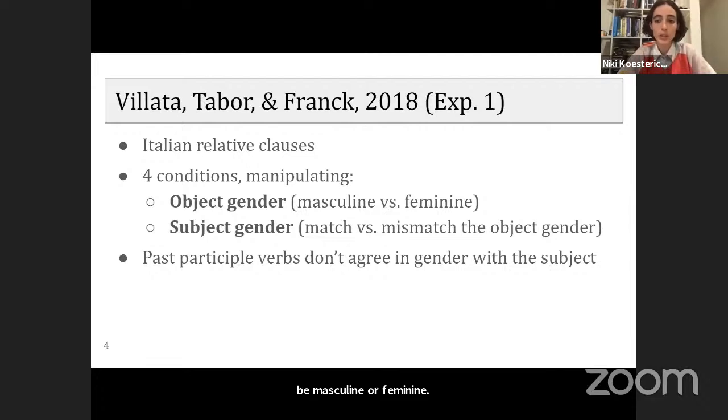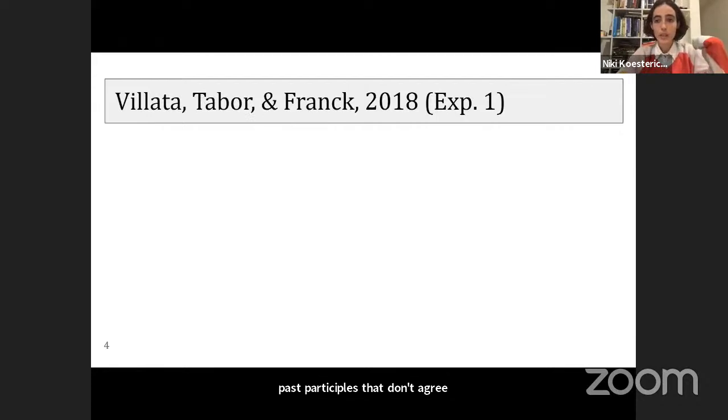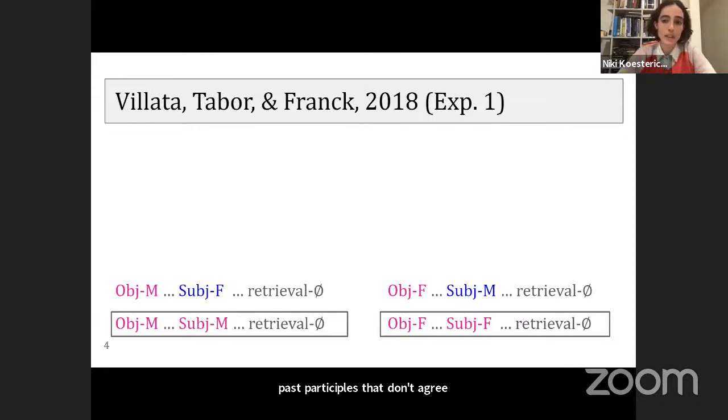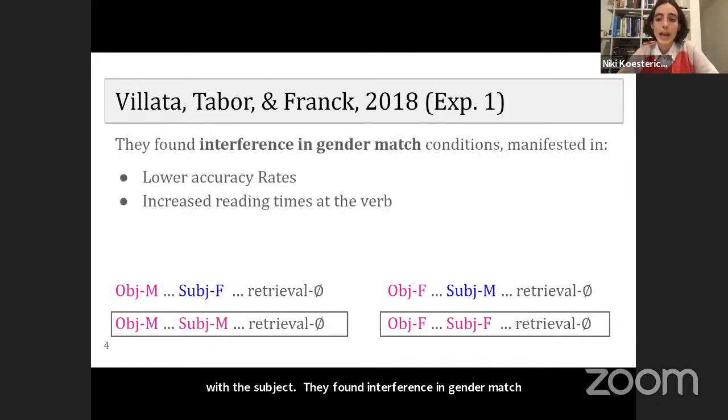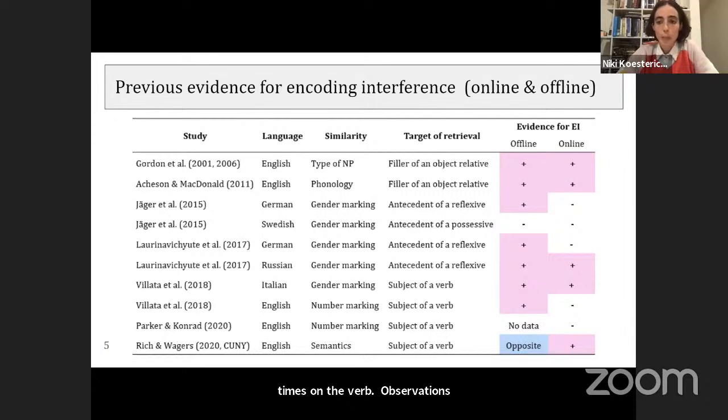So in this way, they manipulated the similarity between the two noun phrases in the sentence, but not in a way that's relevant for retrieval. They found interference in gender match conditions manifested in both lower accuracy rates and in increased reading times on the verb. Some additional observations of encoding interference in online and offline measures can be seen in the table. But what's interesting is that, as can be seen in the two rightmost columns, even when interference was not found in online measures, effects of lower comprehension accuracy are detected in offline measures.